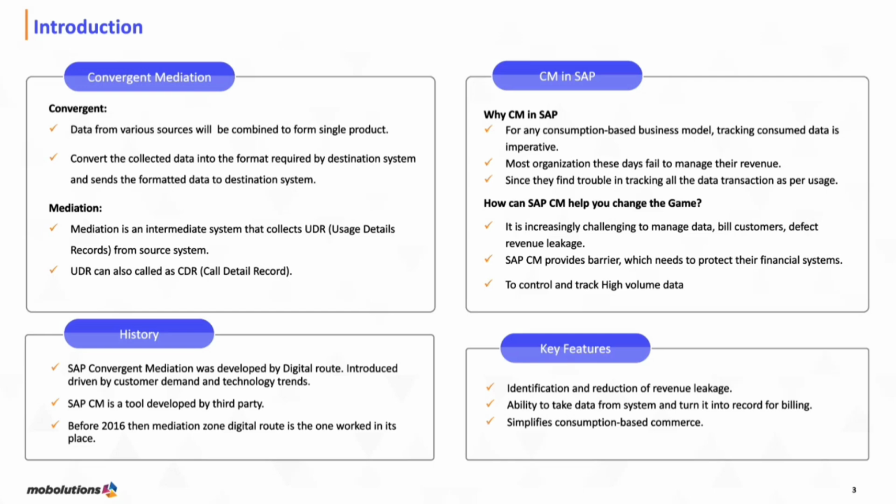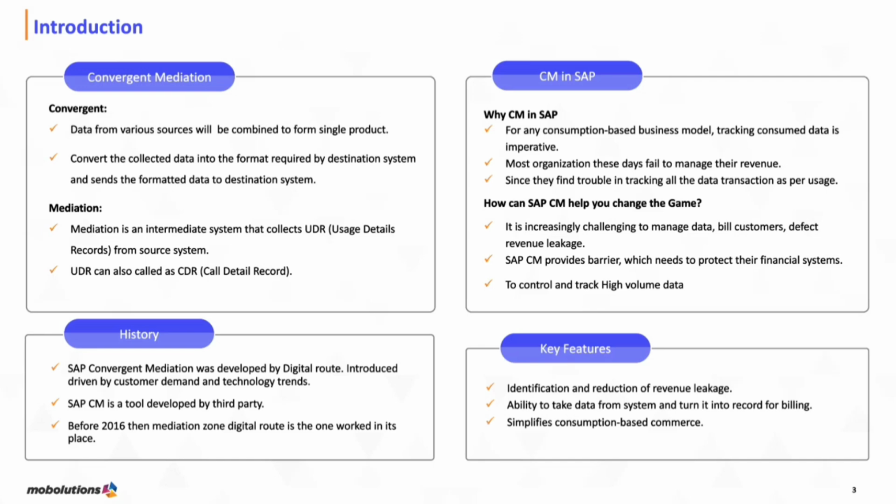So now we can think through why we need CM in SAP, and also how CM can help you change the game. Let's take an example of any business which has large data. For example, take any network provider, it could be Vodafone, which has millions of records being processed. And the reason why CM is needed in SAP is that it is a consumption-based business model.